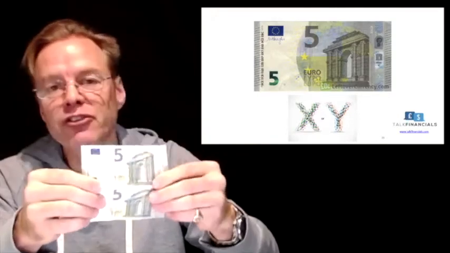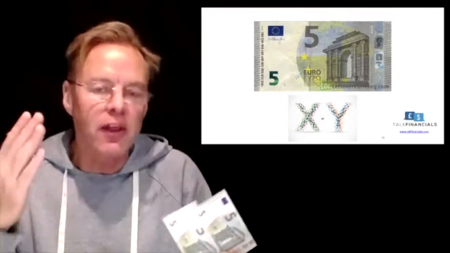And the last letter of the serial number indicates the central bank that issued this currency. And the top one ends with an X, that's issued by the Central Bank of Germany. And the bottom one, it ends in a Y and it's issued by the Central Bank of Greece. Why should I care, you might ask? Well, that's a perfectly fair question.